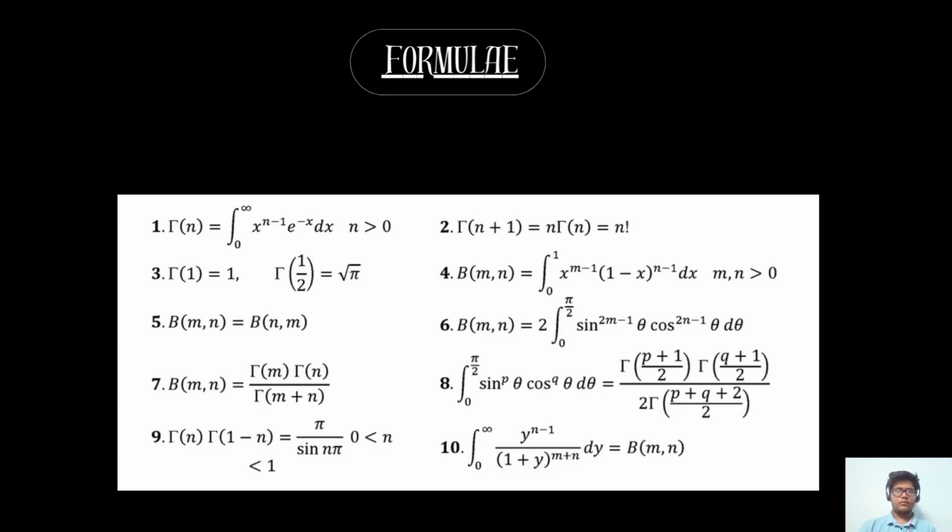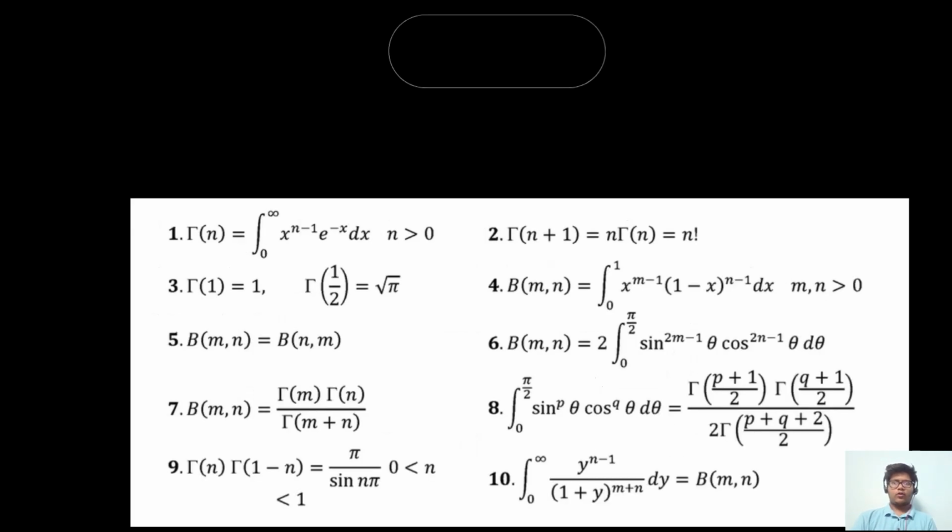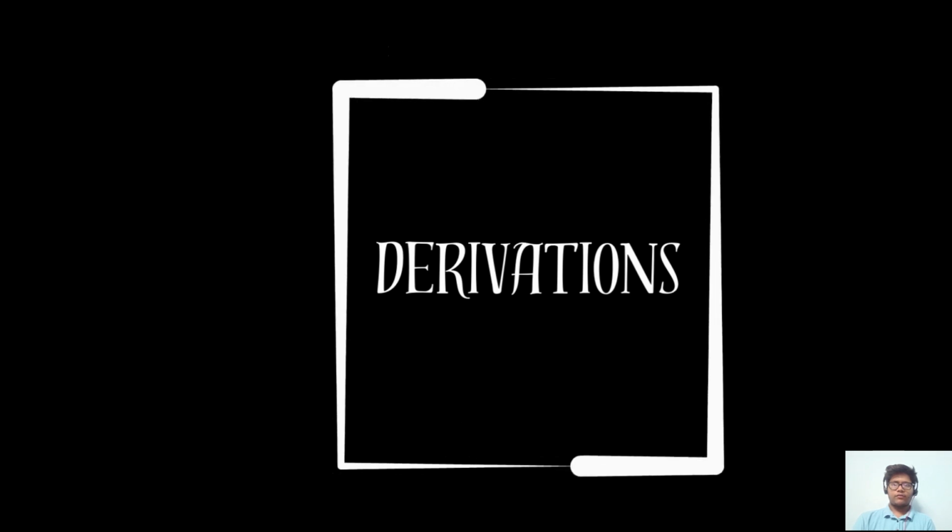And the next important formula is integral 0 to pi by 2 sine to the power of p theta into cos to the power of q theta d theta is equal to gamma of (p plus 1) by 2 into gamma of (q plus 1) by 2 divided by 2 gamma of (p plus q plus 2) by 2. I have shown you all the important formulas of beta and gamma functions which may come in the exam. So let's see some derivations of these formulas.